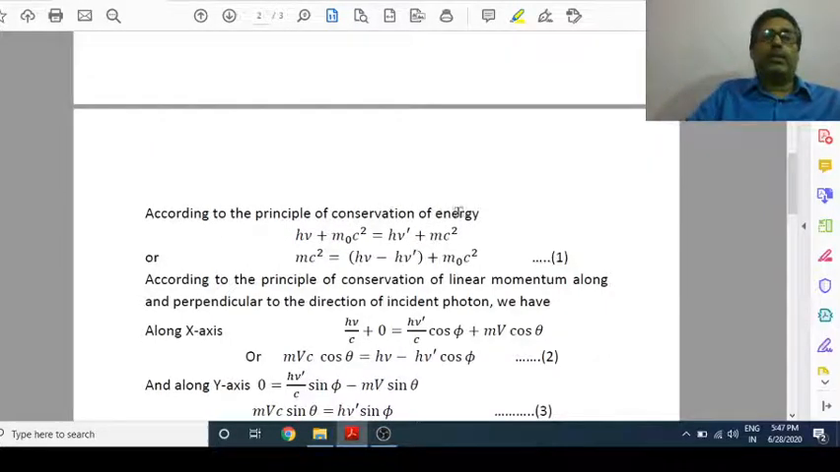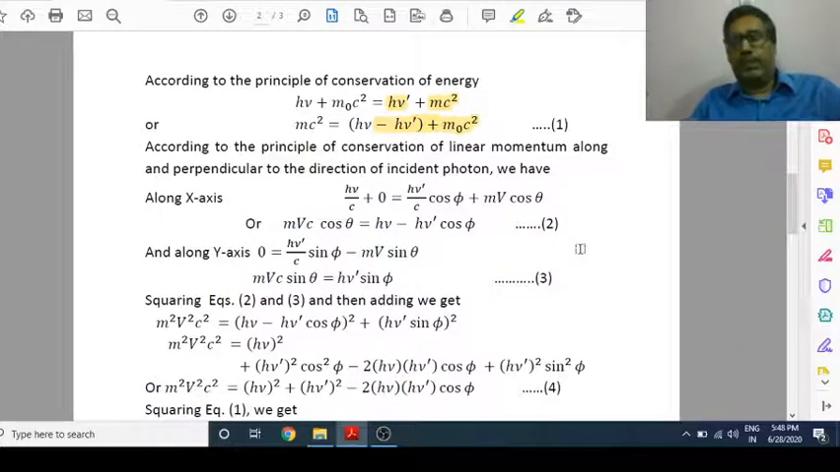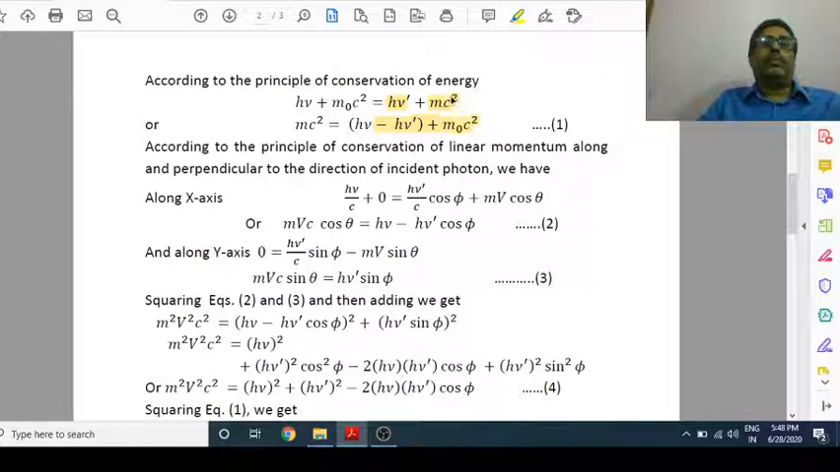According to the principle of conservation of energy, since the collision is elastic, h nu plus m0 c square, energy of photon plus energy of electron, equals after collision energy of photon plus energy of electron. When we solve this, mc square is taken this side, h nu is this side, and we call it equation 1. So this is about the principle of conservation of energy. Energy is a scalar quantity, so we need not discuss direction.